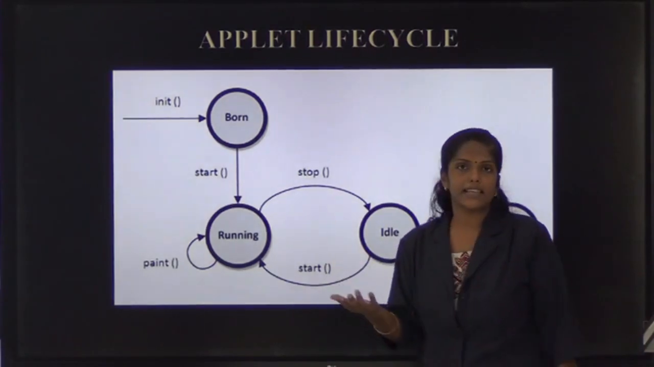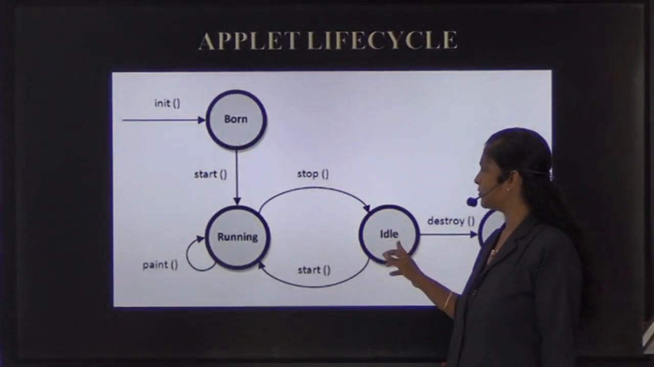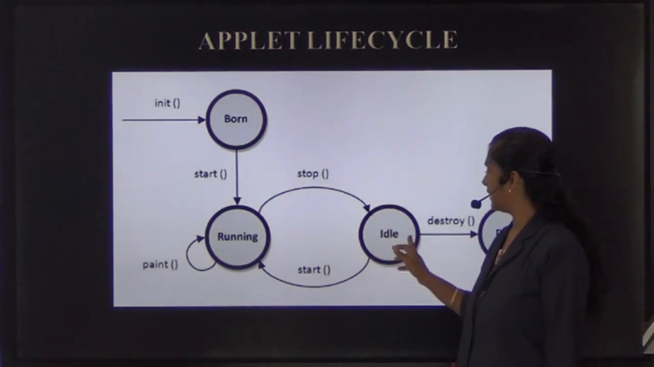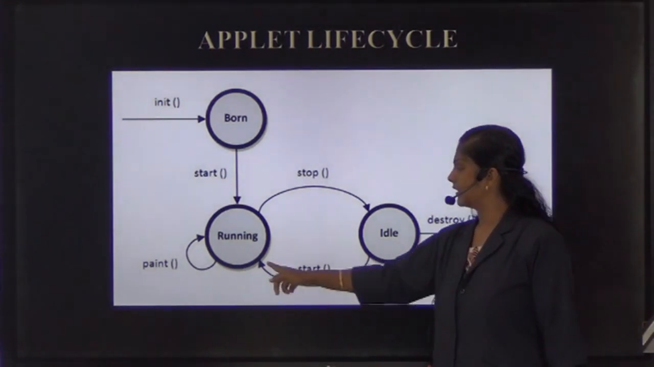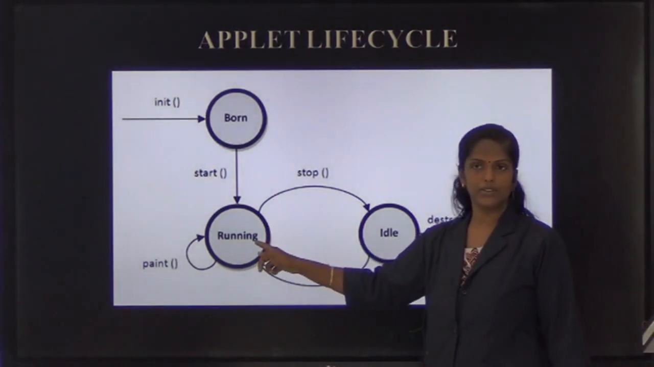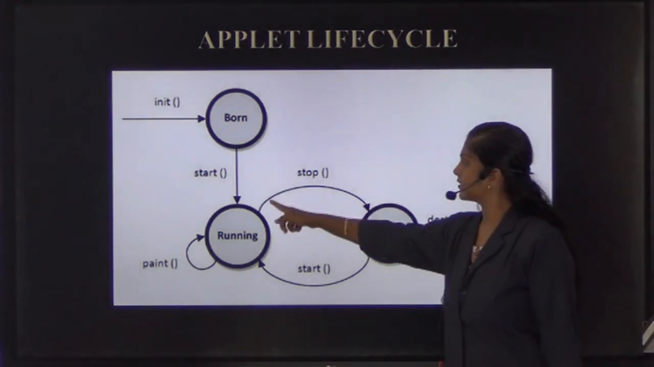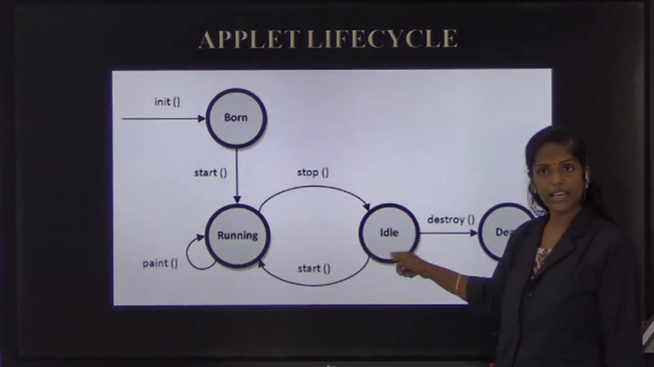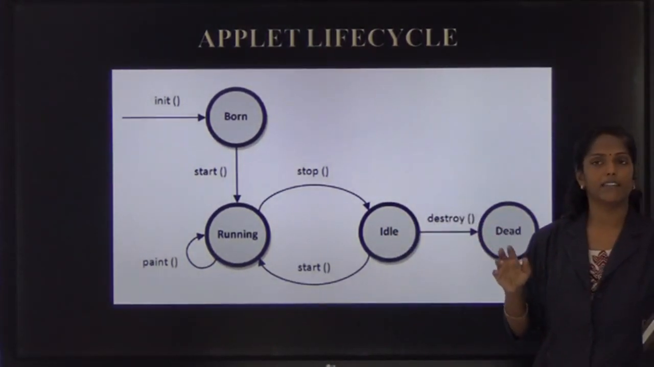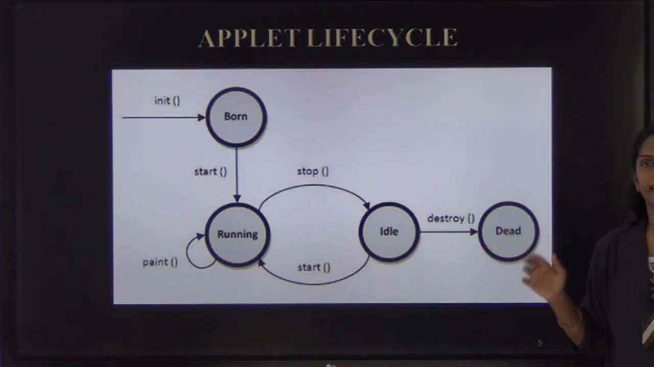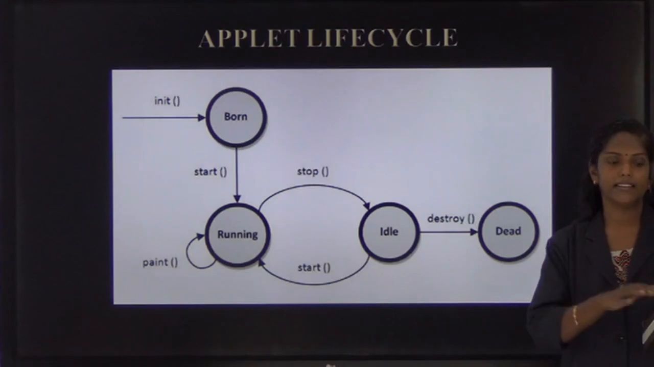Now, when we minimize an applet or when we leave an applet, it will call the stop method and move to the idle state. From here, if we resume our execution, it will again call the start method and continue into the running state. Or if we close our applet, it will first call the stop method and move to the idle state. From there, it will call the destroy method, and finally our applet has reached the dead state. So these are the 4 stages of an applet life cycle.